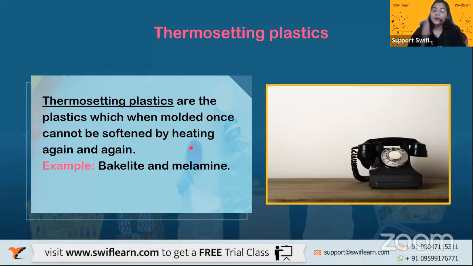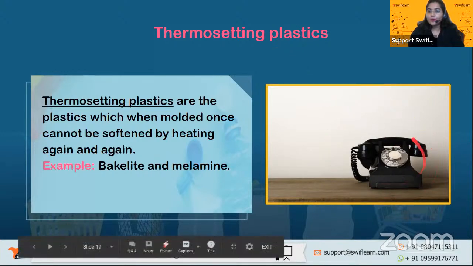Some of the plastic materials are so strong and cannot be bent, and if you forcibly want to bend it, it will break down, right? So this type of plastic is known as the thermosetting plastic. Can you see the telephone? The body of the telephone is also made up of this thermosetting plastic.